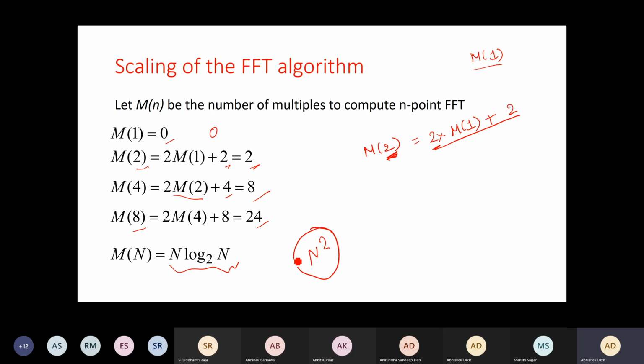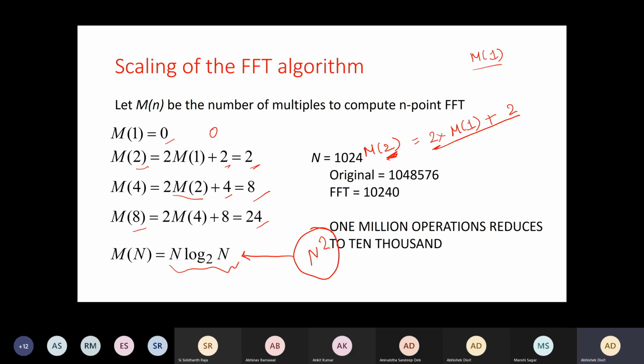So we have converted n square into n log 2n. So there is a lot of saving. For example, if my n is 1024, then in the original you have to do so many steps, 1,048,576. But if you use this approach of FFT, then we can do this in about 10,000 steps. So 1 million operations reduces to 10,000 operations. So a lot of saving in terms of speed and things like this. Okay, understood FFT?